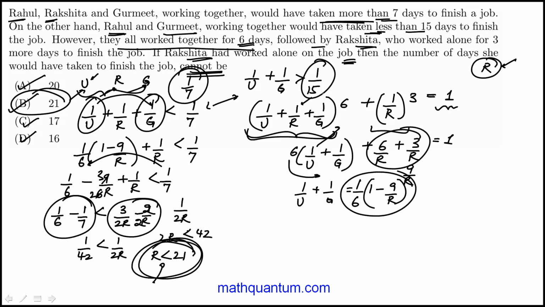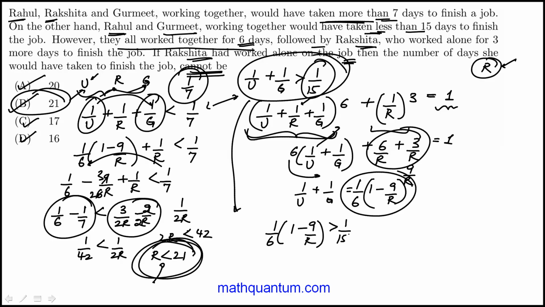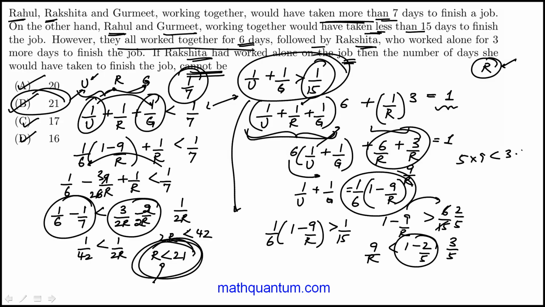But let me also go over the other condition that we get from this, just to do the complete question. So if I replace that here, move the 6 over, 3 over 5, and then 9 over R. I'll move it over there, less than 1 minus 2/5, which is 3/5. Cross multiply. That means R has to be greater than 15.